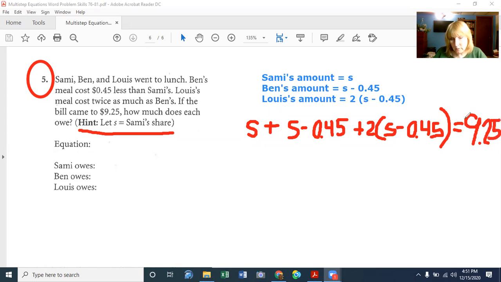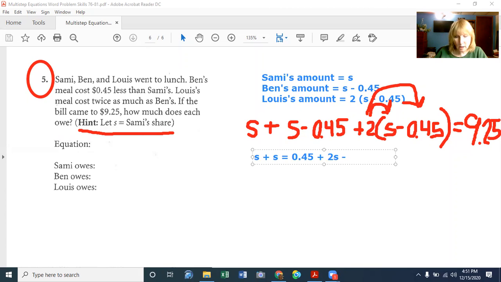So then it's a matter of solving. Before we can solve, we have to distribute the 2 to the S and to the negative 0.45. So that'll give us S plus S minus 0.45 plus 2S, 2 times S, minus 2 times 0.45. I think that's 0.9, isn't it? I'll use my calculator just real quick here. 0.45 times 2, I know I'm cheating. 0.90 equals 9.25.